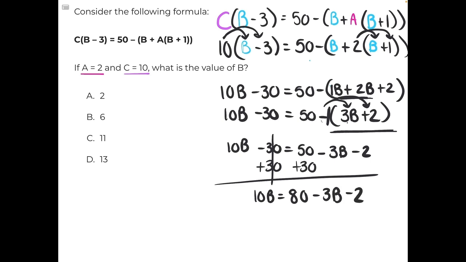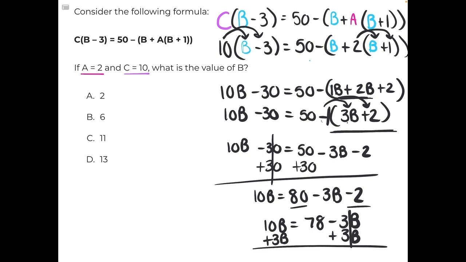Now we have some like terms on this side of the equal sign that we can combine. 80 minus 2 will give us 78 minus 3B. Now 3B is being subtracted, so we need to do the opposite and add it to both sides. These 3B's will cancel, leaving us with 13B is equal to 78. Now I'll bring this over here since we ran out of room.